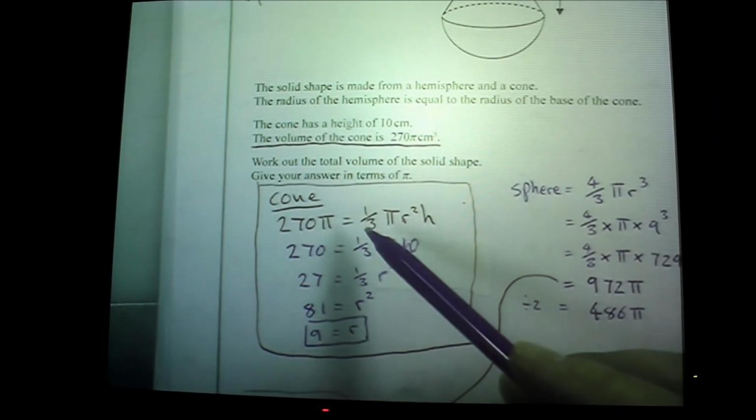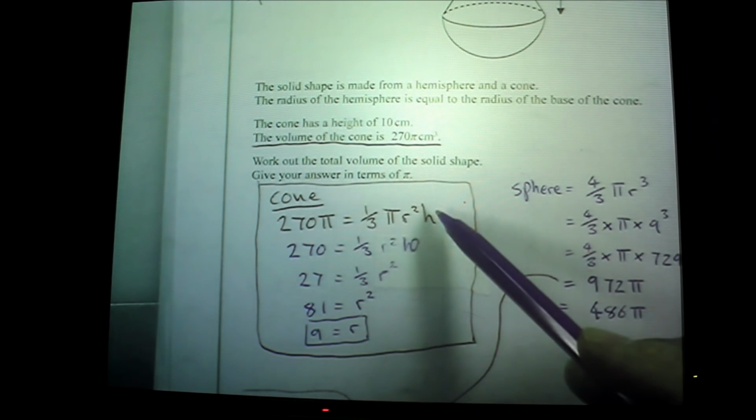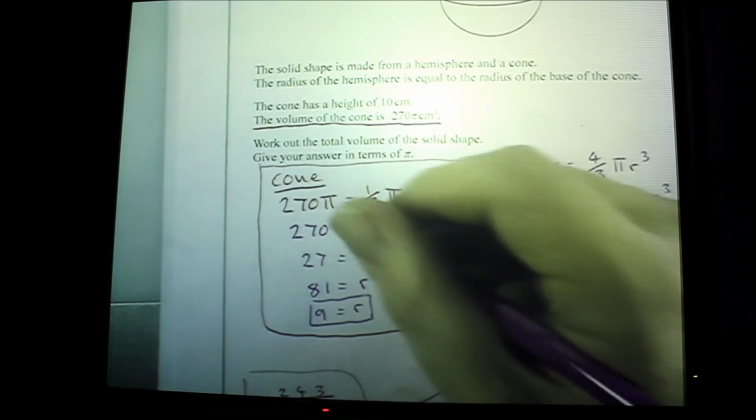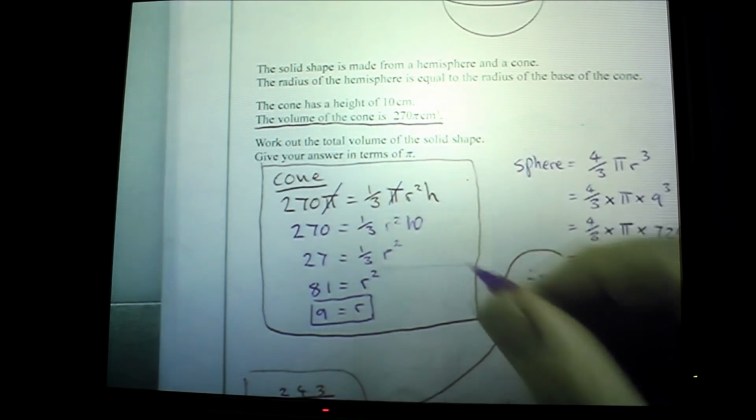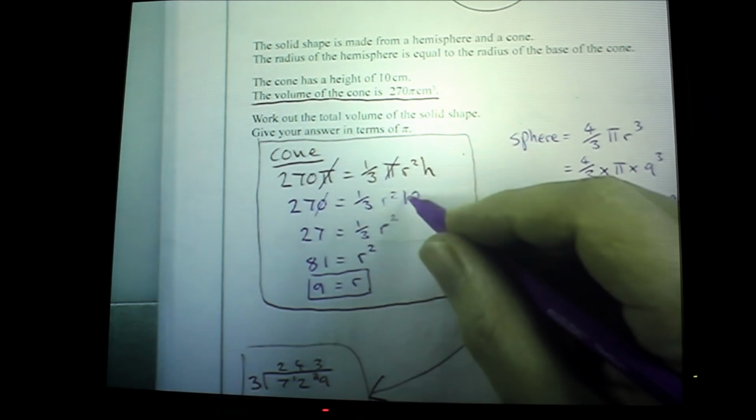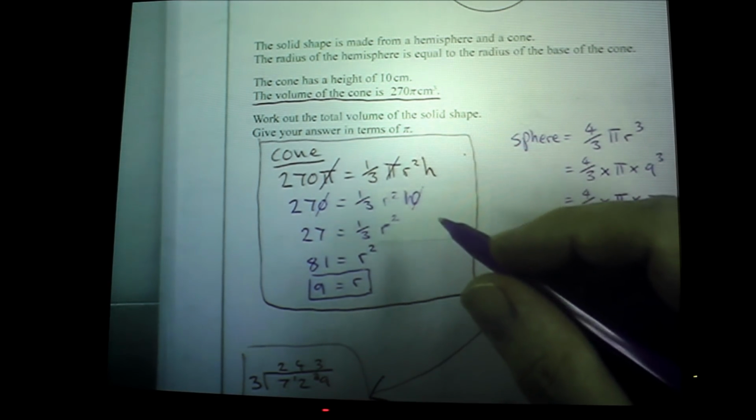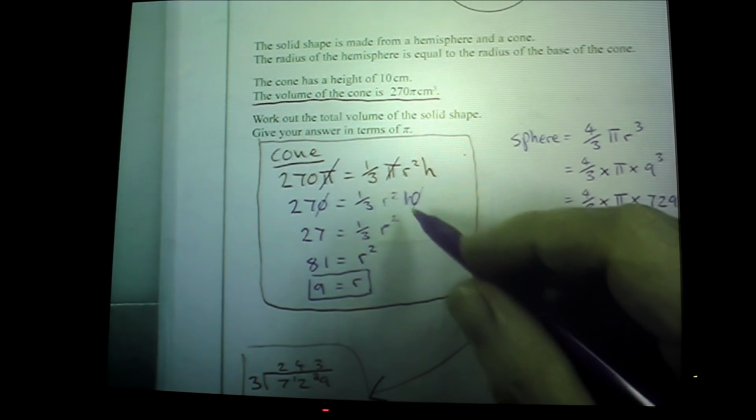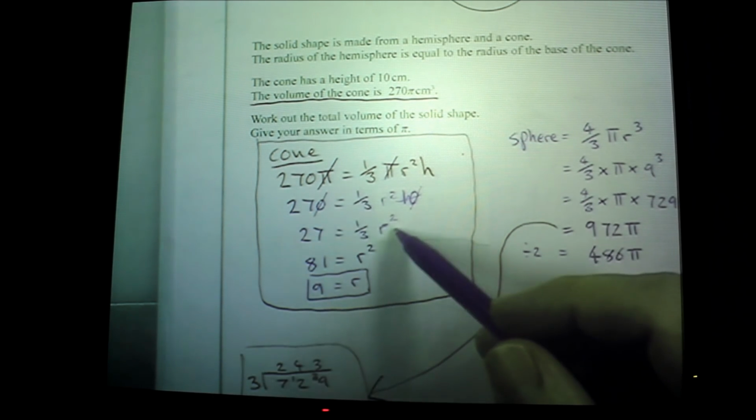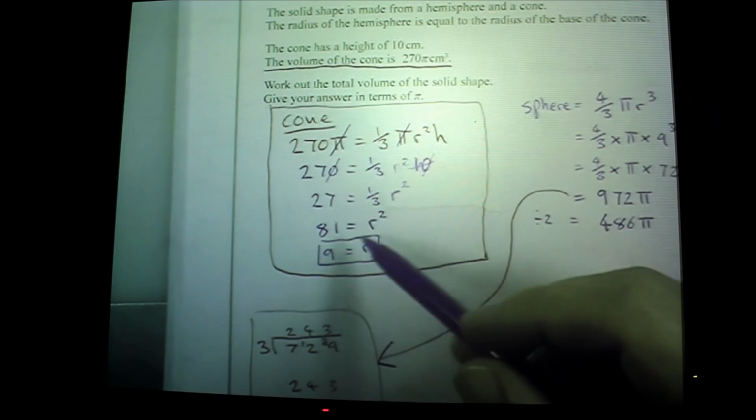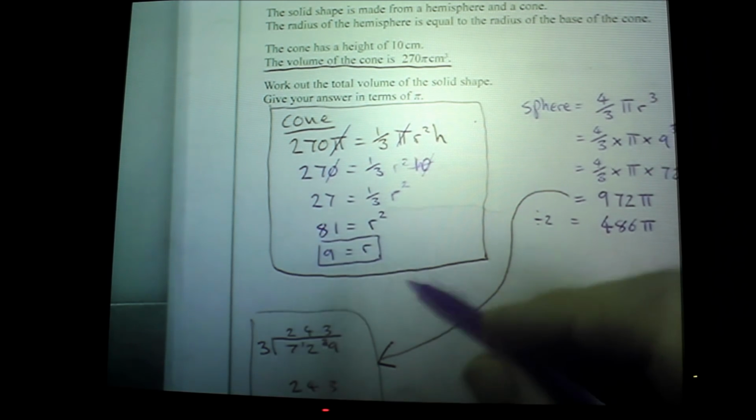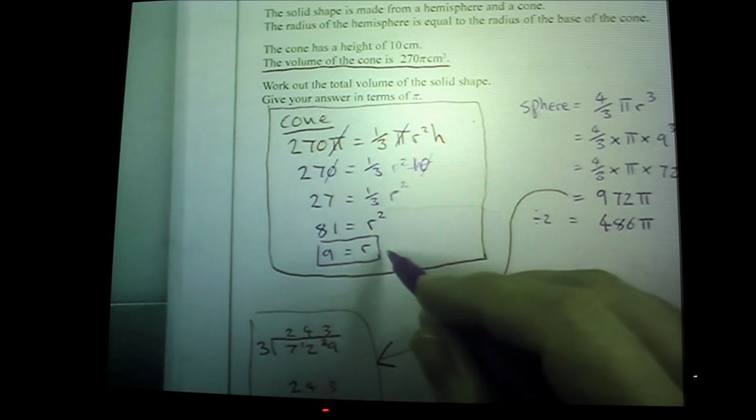270 pi equals a third pi r squared h. That's just the formula for it. What have I done? I've cancelled the pi's to start with, then I've divided by 10. So that cancels and that cancels. Yep, that whole thing cancels. So you're left with 27 equals a third r squared. Times both sides by 3 to get rid of the third. So 81 equals r squared. So 9 is the radius, because you square root to go from there to that. So 9 is the radius.